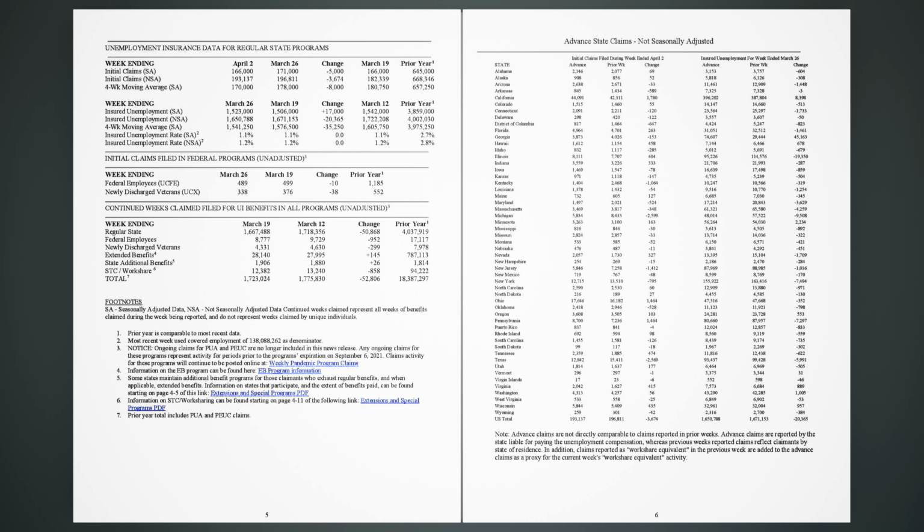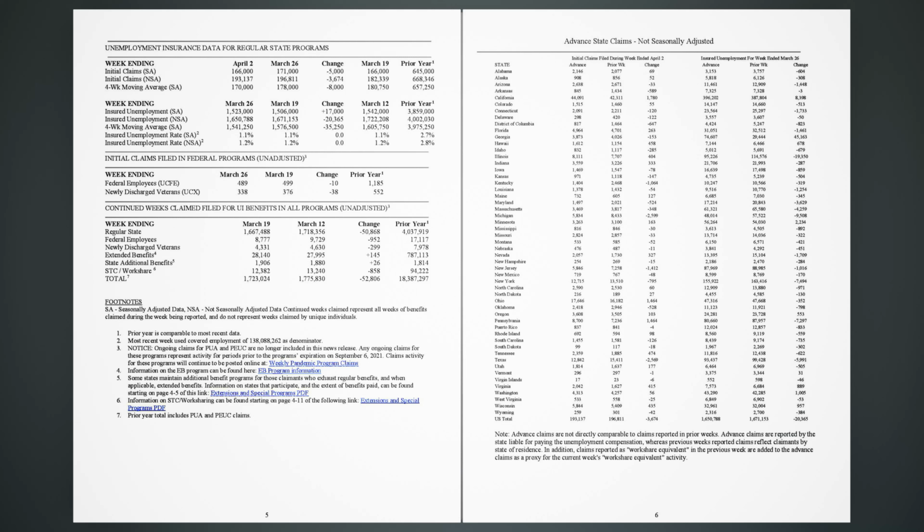Initial claims filed in federal programs, unadjusted. Week ending March 26. Federal employees, UCFE, 489. Newly discharged veterans, UCX, 338. Continued weeks claimed filed for UI benefits in all programs, unadjusted. Week ending March 19. Total, 1,723,024.